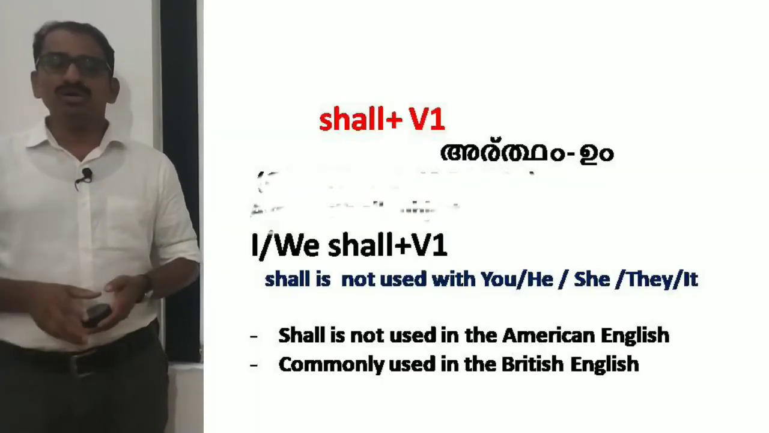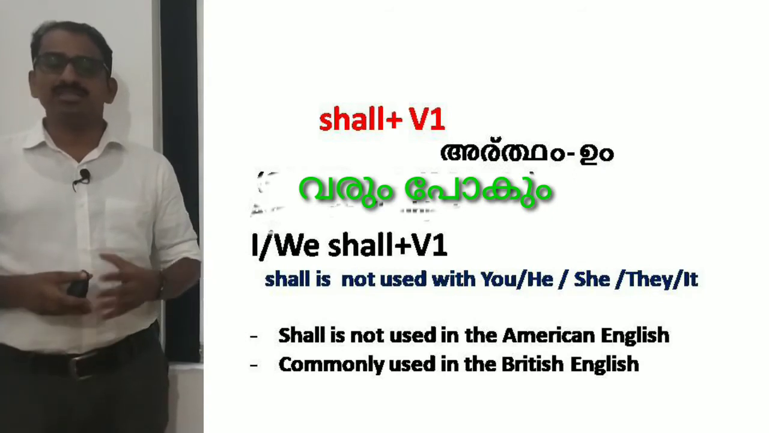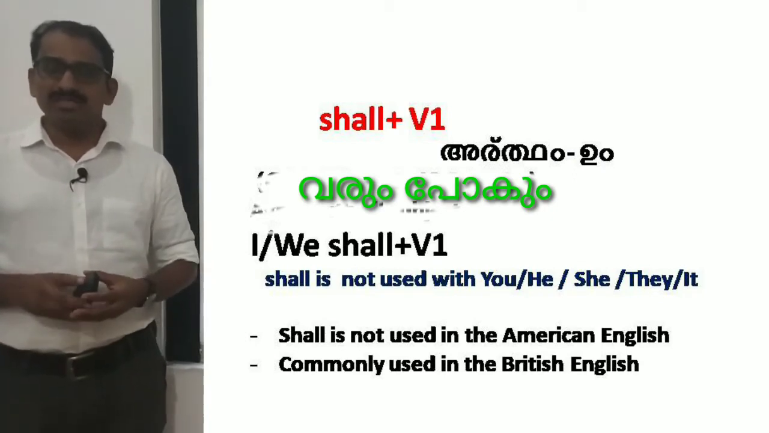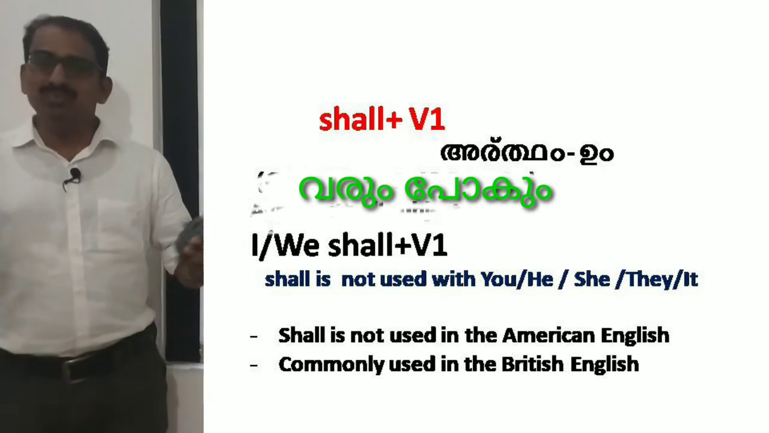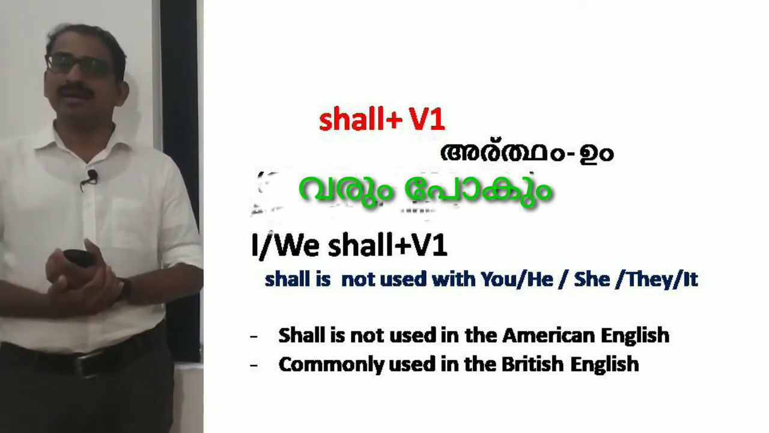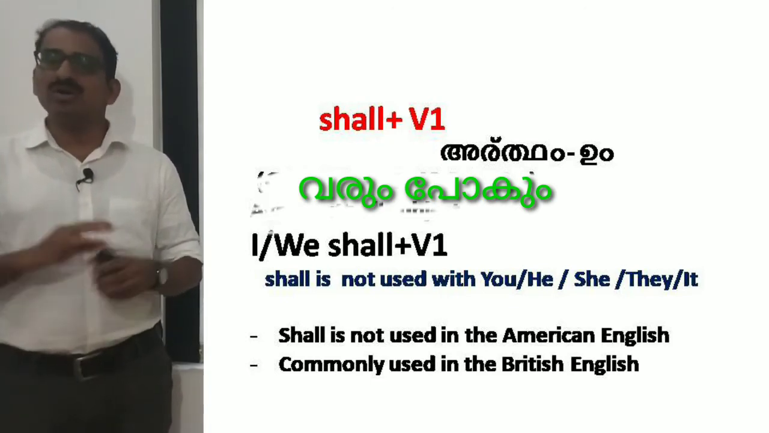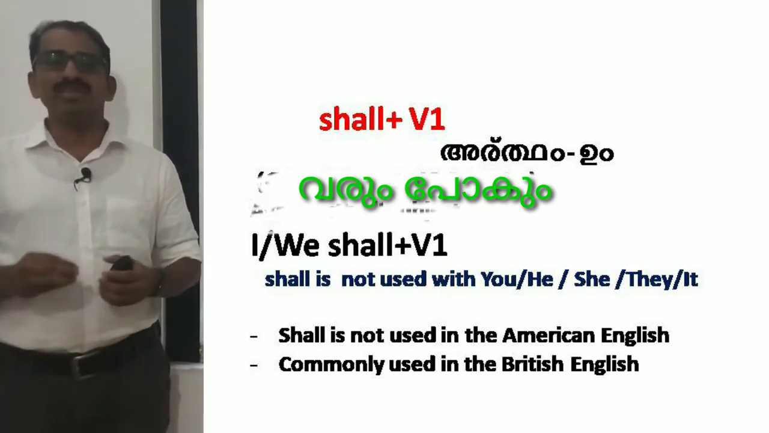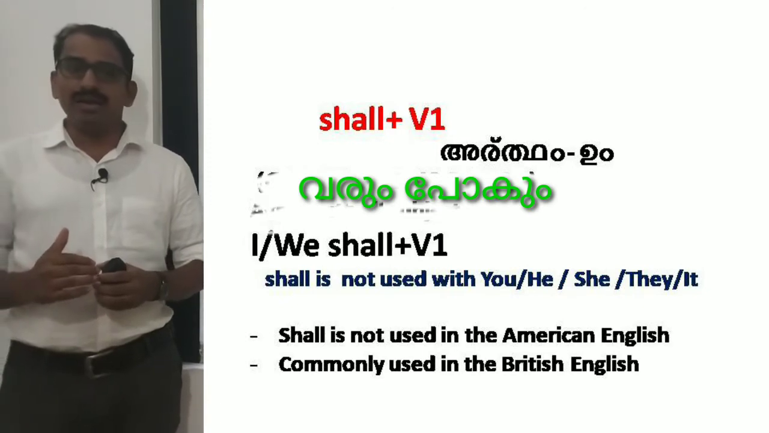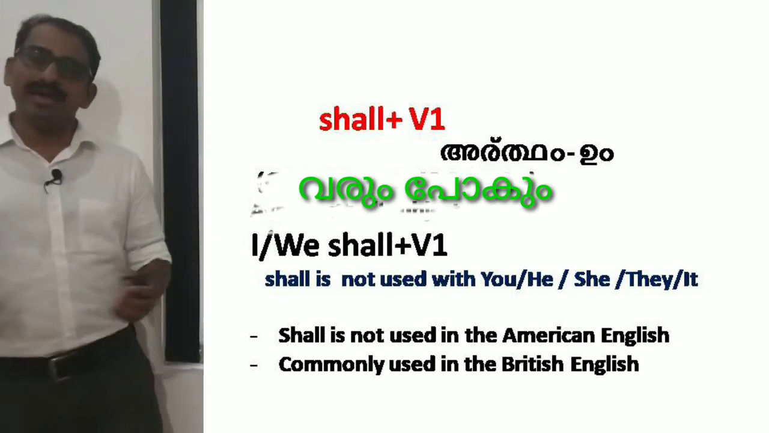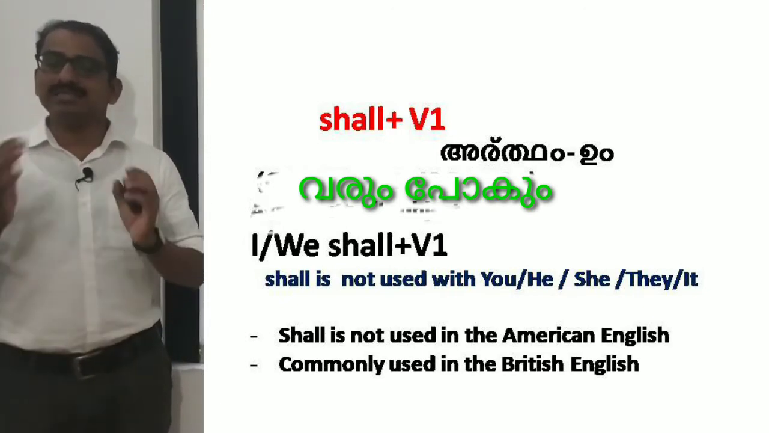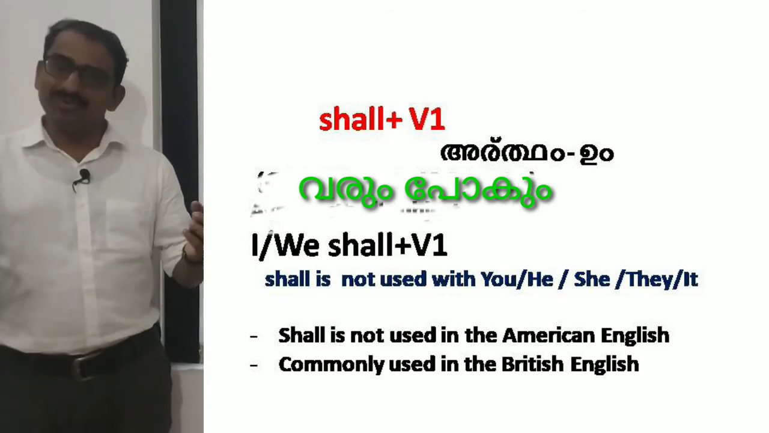Then we are moving on to the next auxiliary, that is shall plus V1. Shall is the same as will, the same meaning, but shall has limited usage. In British English, it is constantly used along with I and we. But in American English, it is uncommon, not used. Will is enough for Americans, so they don't use shall.